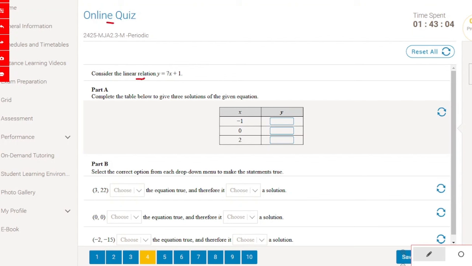Consider the linear relation y equals 7x plus 1. Part A, complete the table below to give three solutions of the given equation. So here we have the values of x and we need to get y. So substitute these values in this equation. When x equals minus 1, y will be equal to 7 multiply minus 1 plus 1. So the answer here will be minus 6. So for minus 1, it will be minus 6.